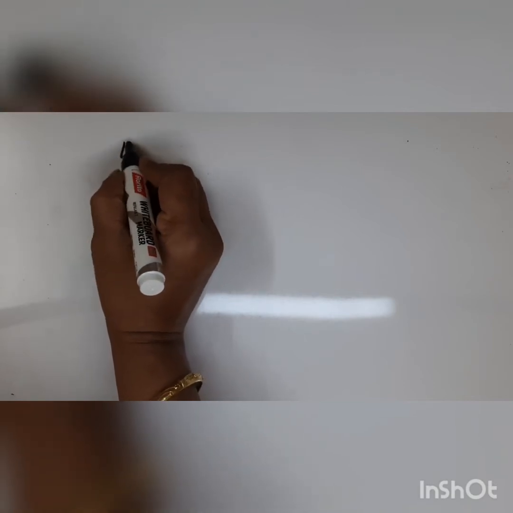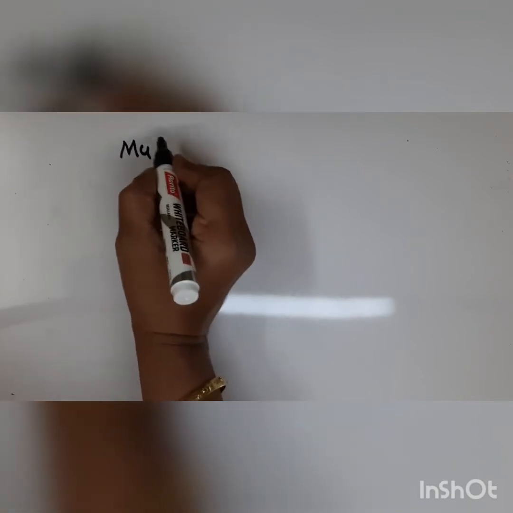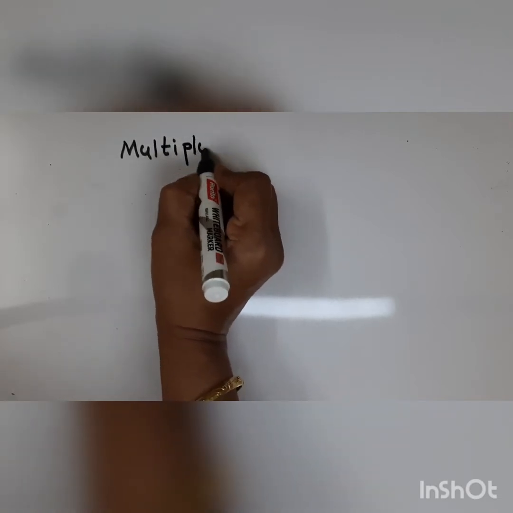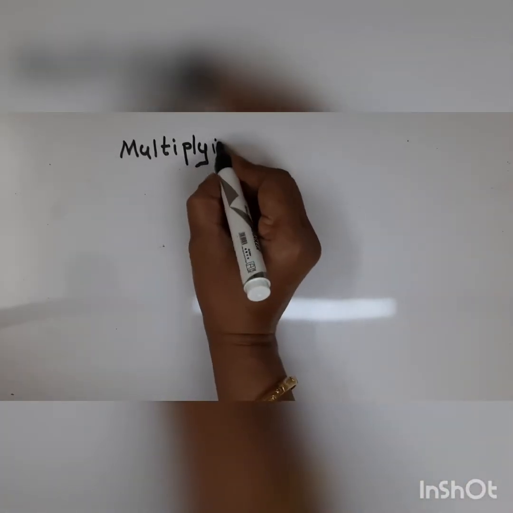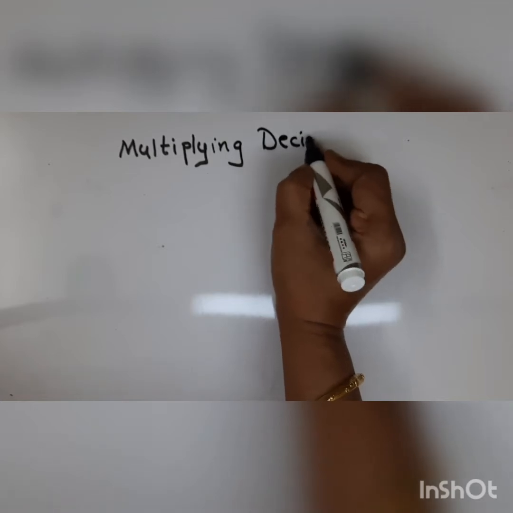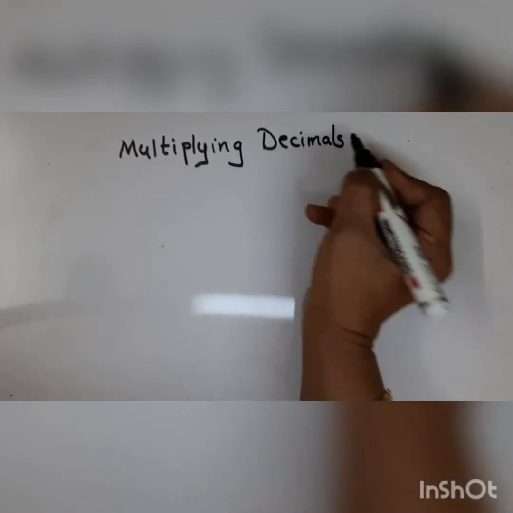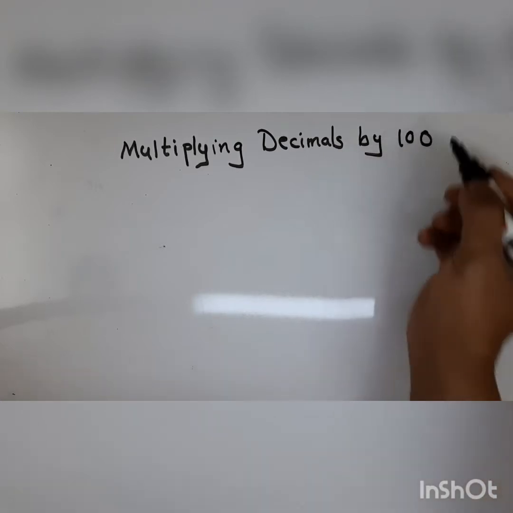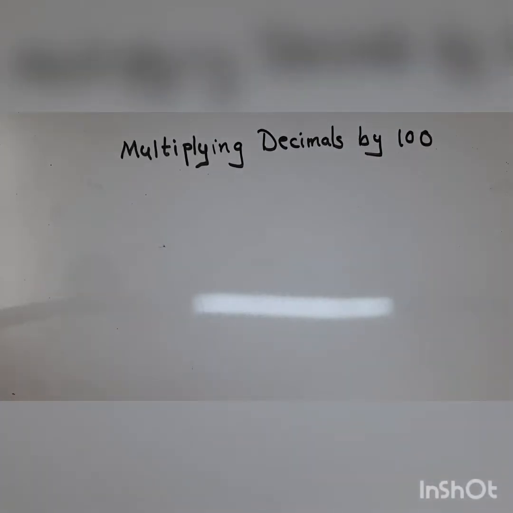We are multiplying decimals by 100 today. Children, remind me of the rule.